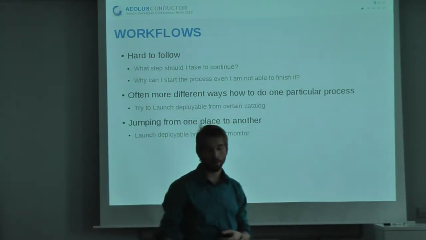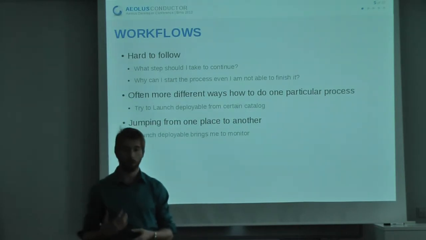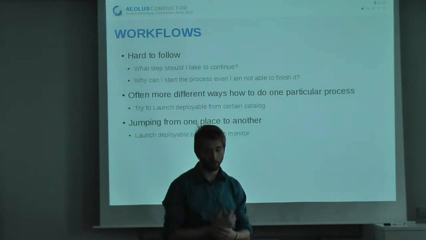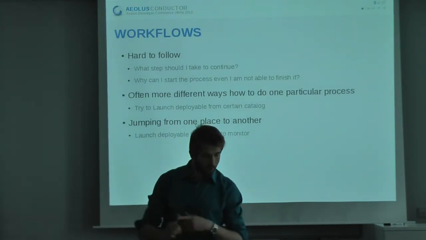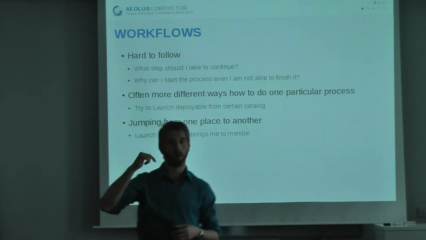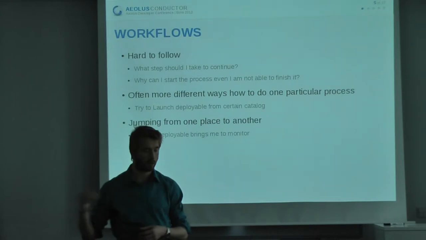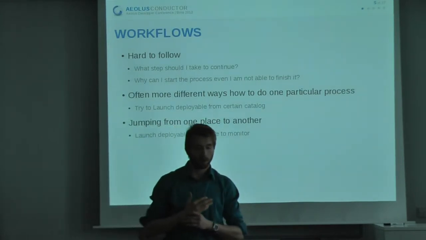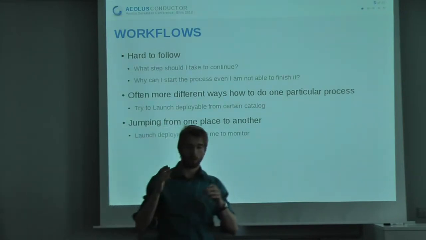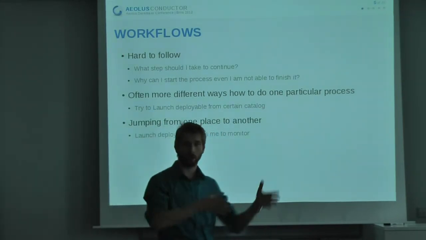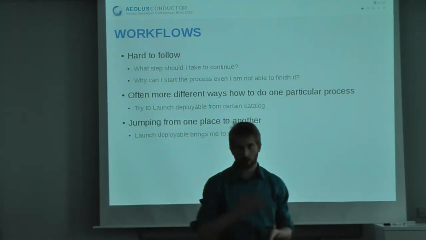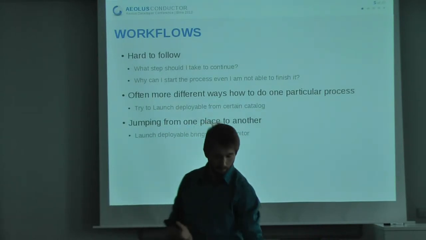Often, we have several different ways to do one particular process, for example, creating a new deployment or a new app form. Each and every step looks different. We tried to fix this with one little bug, but still it's not very clear and it's not very well done. Another one is that we are jumping from one place to another. This means that we are jumping from the admin section to the monitoring section, and actually in the monitoring section we are managing stuff. So this should be fixed as well.